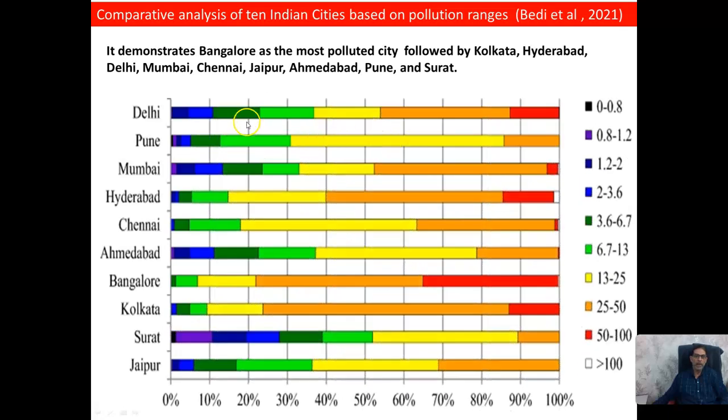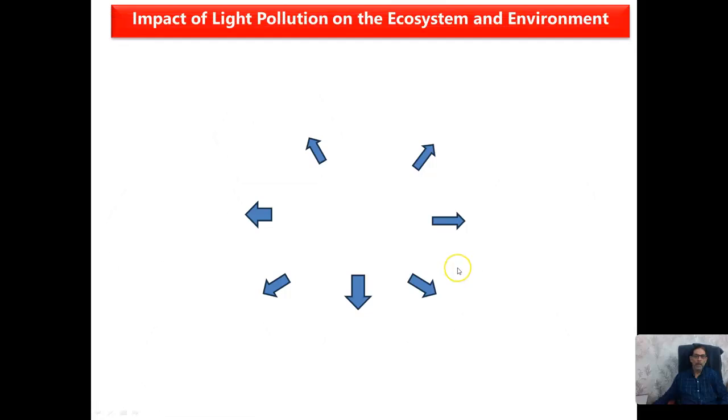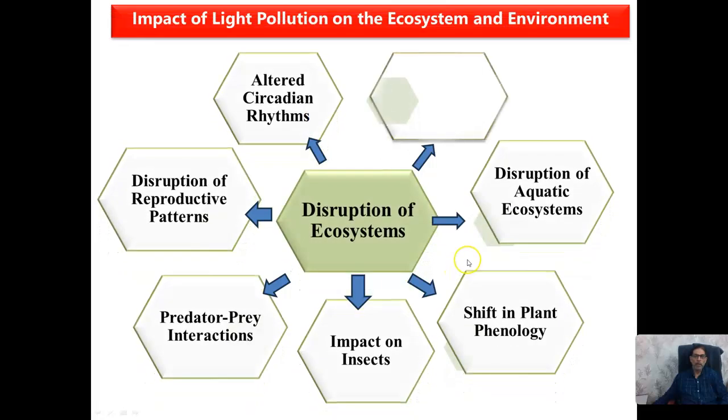and you will find that it demonstrates Bangalore as the most polluted city, followed by Calcutta, Hyderabad, then Delhi, Mumbai, Chennai, Jaipur, Ahmedabad, Pune, and Surat. This red indicates more pollution during the night. Then the impacts of light pollution on the ecosystem.